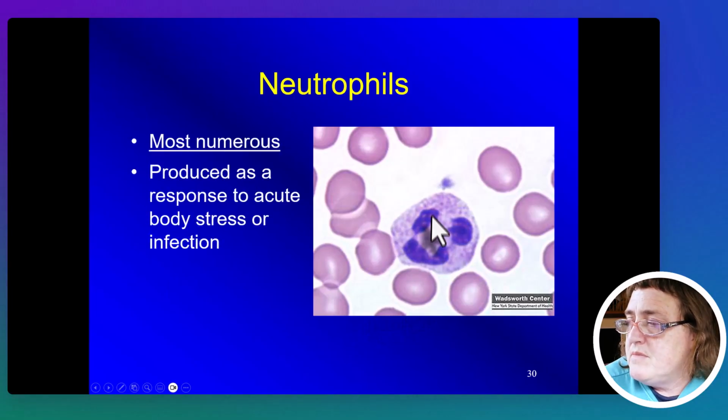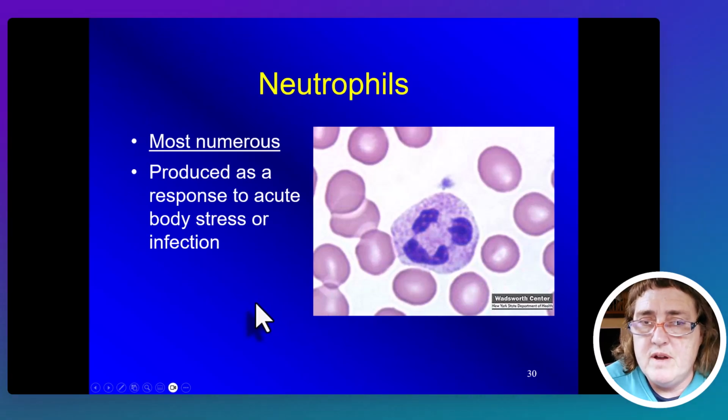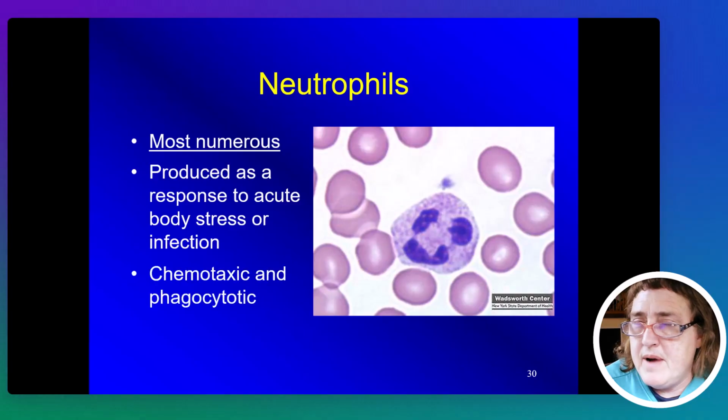Again, neutrophils are the most common. They generally have a 2 or 3 or 4 lobed nucleus. You can see they're about 2 or 3 times bigger than the red blood cells in this picture here. Again, most common white blood cell is the neutrophil. They will respond to any body damage, infection, or stress and go there, and then do phagocytosis to help clean up the mess.